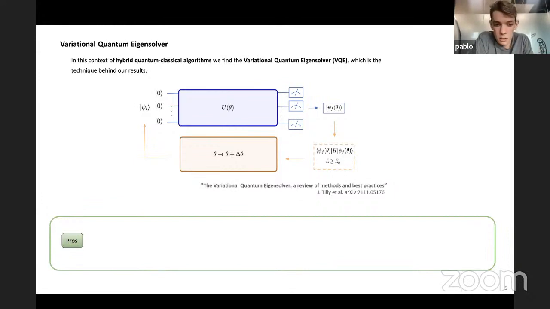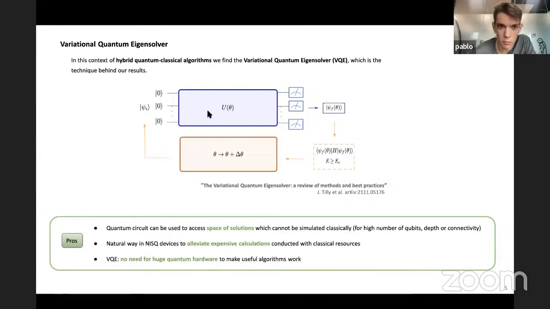Since we are dealing with a quantum system, we are performing logical operations on top of these qubits. We can access a space of solutions which can basically not be simulated classically, because of the number of qubits, because of the huge Hilbert space you are trying to explore. This is out of scope for a classical solver. Even if you could do it with a classical computer, this NISQ approach with the VQE is a natural way to simply alleviate expensive calculations conducted by means of these classical resources.